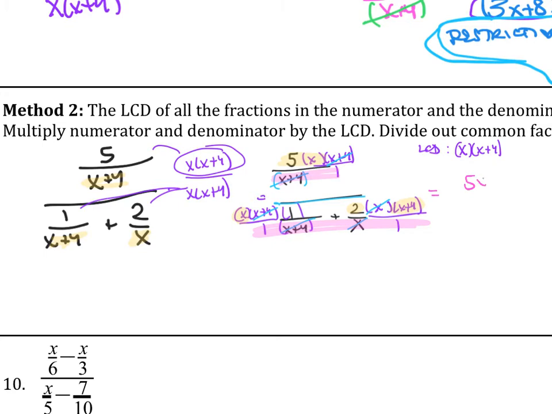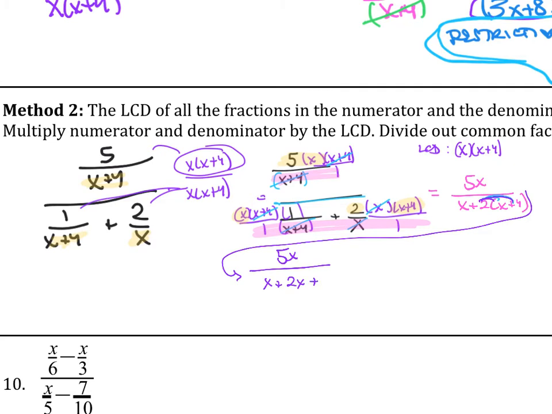So this is 5 times x in the numerator. Then in the denominator we have x plus 2 times x plus 4. Now we go ahead and distribute this 2 to the x plus 4. And so I'm hoping you're seeing that this is very similar to the other problem. So we have x plus 2 times x is 2x, and then 2 times 4 is a positive 8. Let's simplify this. So this is 5x, and then x plus 2x is a 3x plus 8. So sometimes using this method is a lot faster. And notice here is our final answer.